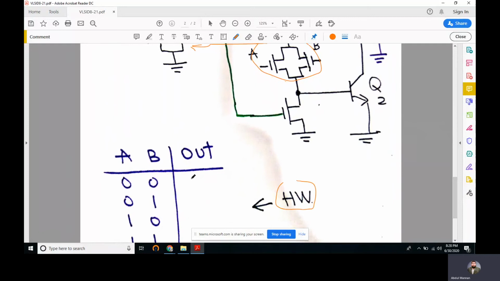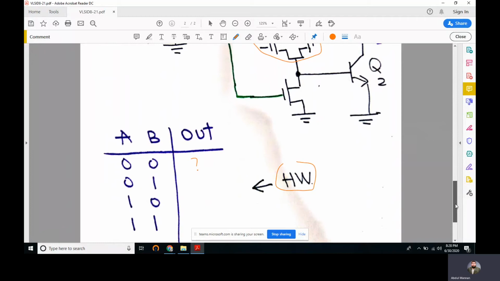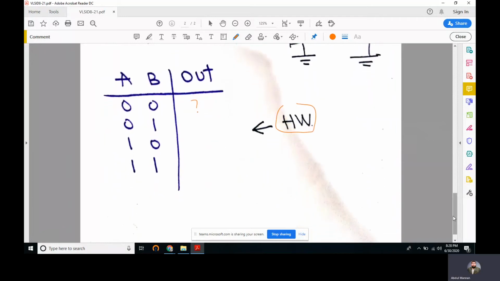Here is a small homework for my students. You have to verify this truth table for these 4 different options that we can have.